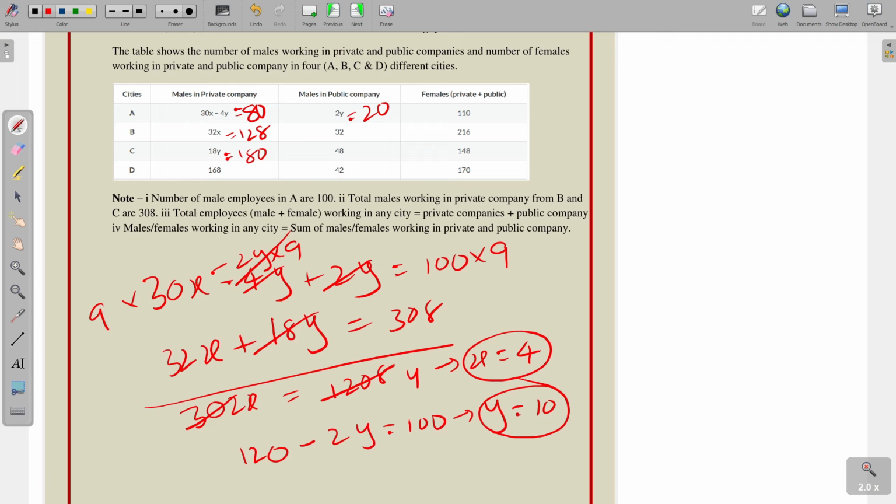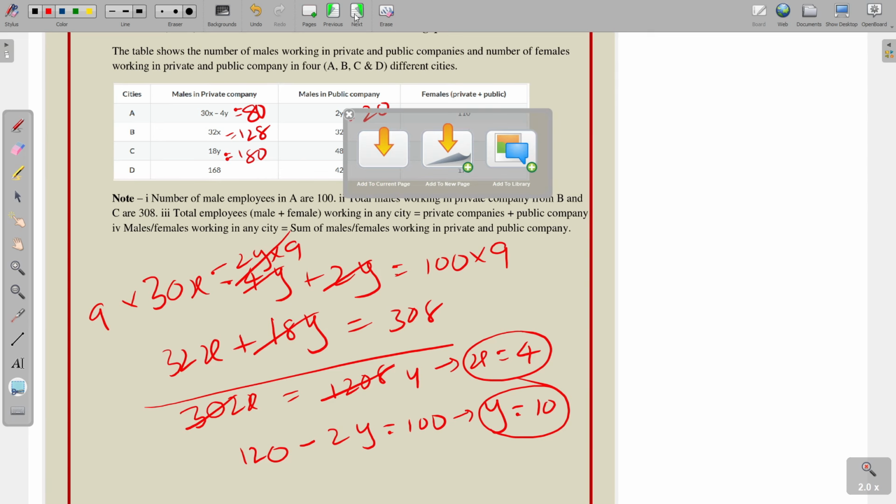These are the information in the table they given according to the note. You can find out the x and y. After that, substitute those x and y values in the given table. Next question.